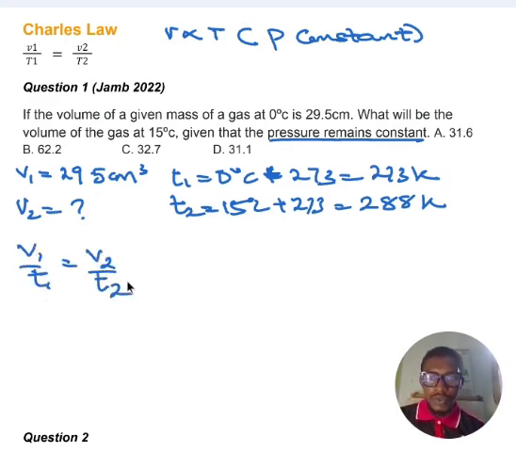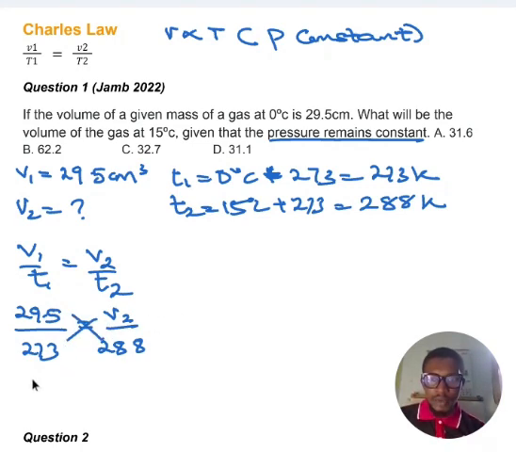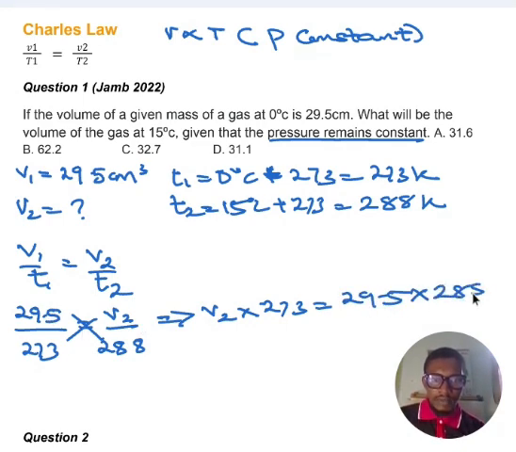So from here, using the formula for Charles' law, V1 over T1 is equal to V2 over T2. Insert all these parameters. You have 29.5 over your T1, which is 273, equal to your V2, which you don't know, over your T2, which is 288. Now, to get our V2, let's cross multiply. It becomes V2 times 273 equal to 29.5 times 288.